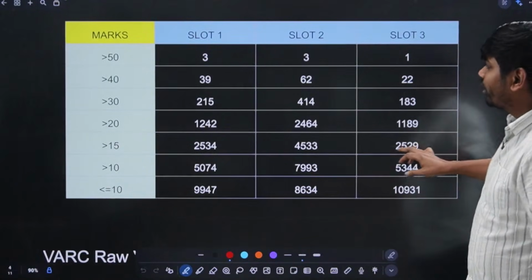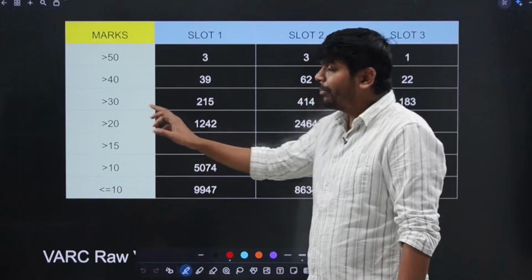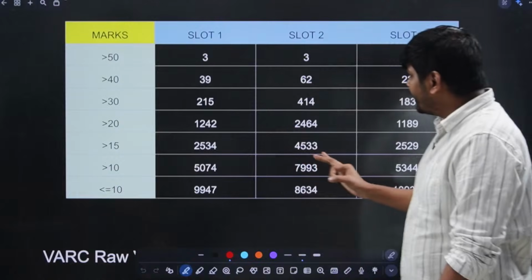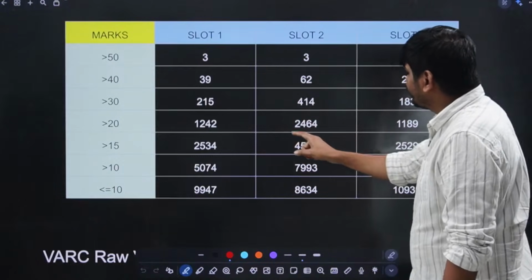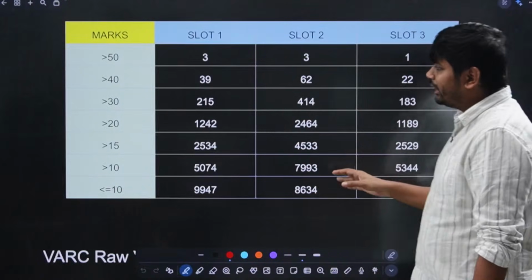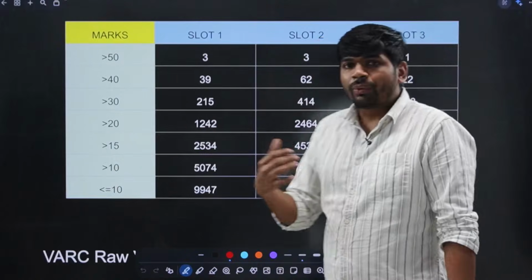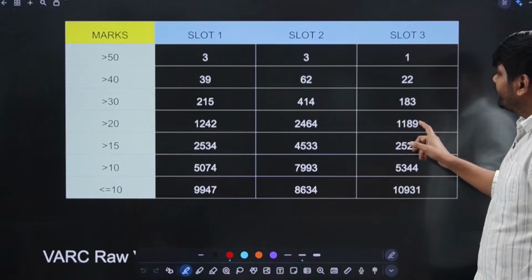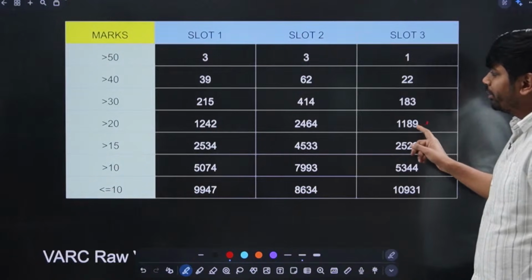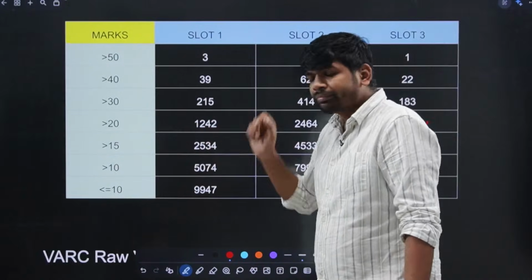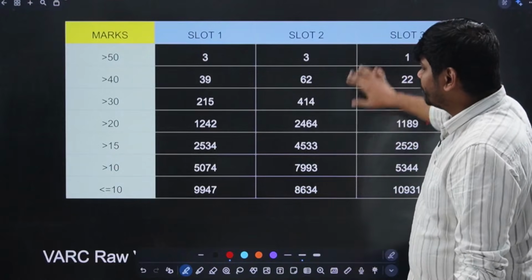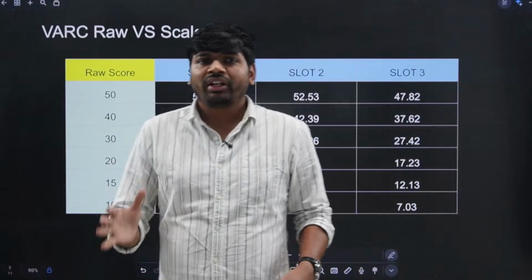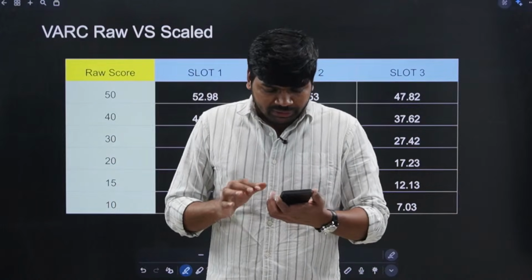And if you look at the data of more than 20 marks, there are 1242 students in slot 1, whereas in slot 2 this number is 2400. So clearly, slot 2 will get scaled down in the quant section. Whereas in slot 3, there will be slight scaling up, and slightly scaled down in slot 1. Okay. So this is with respect to the number of people who have obtained a particular score.